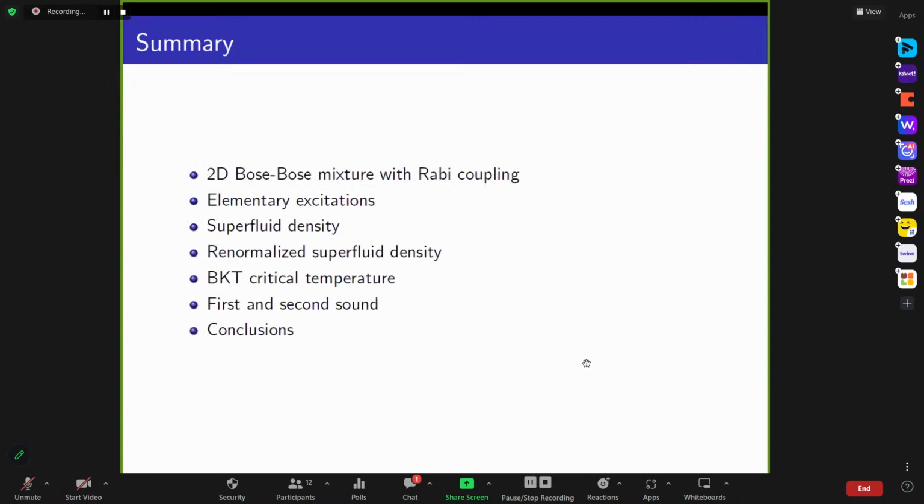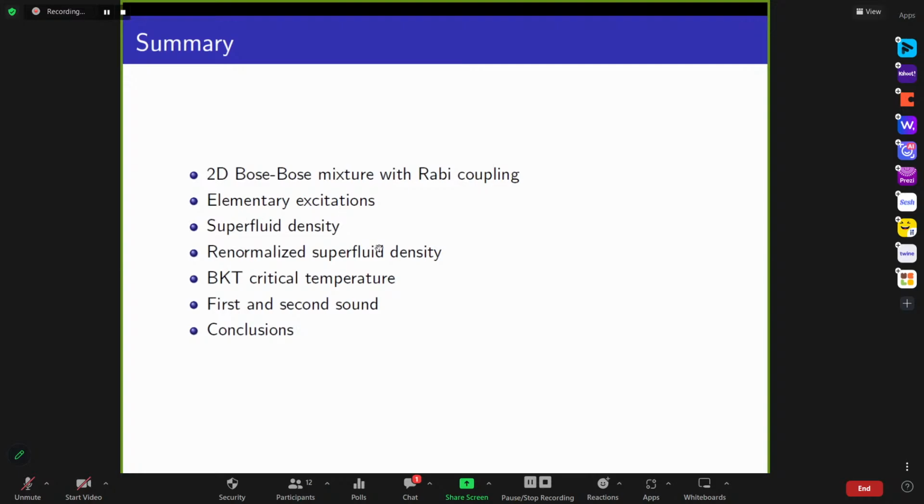Okay, this is the summary. First, I will discuss the model that we are using to describe a mixture of two-dimensional Bose-Bose gas, taking into account the Rabi coupling between the confined states. Then I will discuss the elementary excitations one can deduce from the model, and also the superfluid density, which is obtained at finite temperature using the Landau formula.